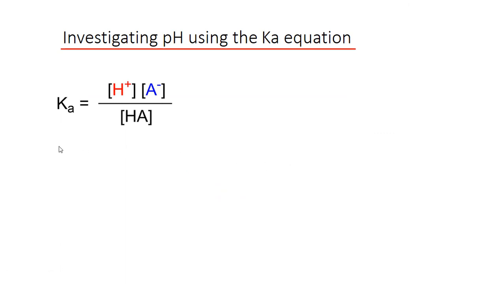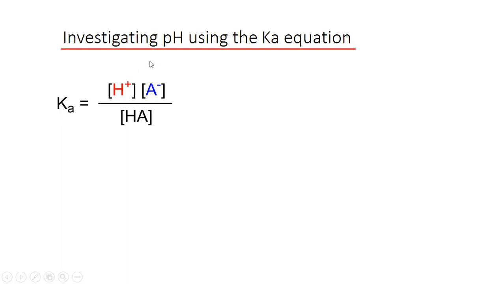So here we have the acid dissociation constant defined as an equation, okay? So this is simply just an equilibrium constant for the dissociation of an acid. To investigate pH, we need to isolate the concentration of H plus ions in the equation, because as we know, the pH is defined as the negative log of the concentration of H plus ions.